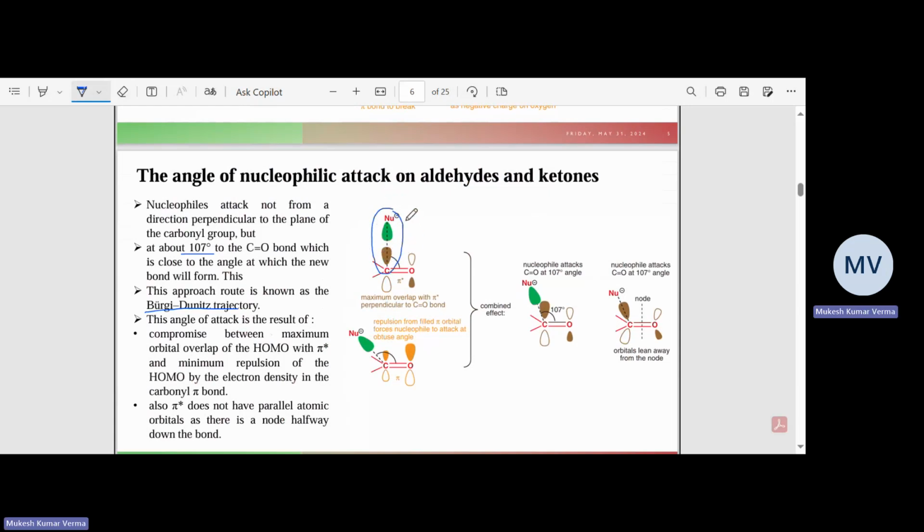When there is a maximum overlap, on the other side there is a repulsion from the inner orbital of the carbonyl carbon towards the nucleophile. Both factors take place simultaneously, which shifts the nucleophile to attack at the angle of 107 degrees. Another reason is that the orbitals are also shifted away from the perpendicular position due to the presence of a node in the carbonyl carbon.